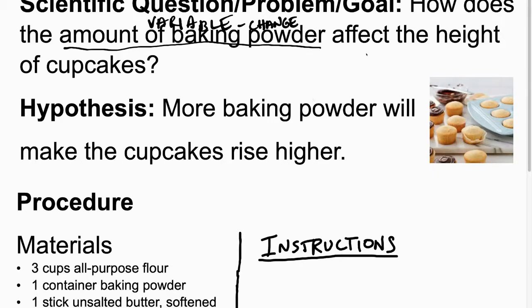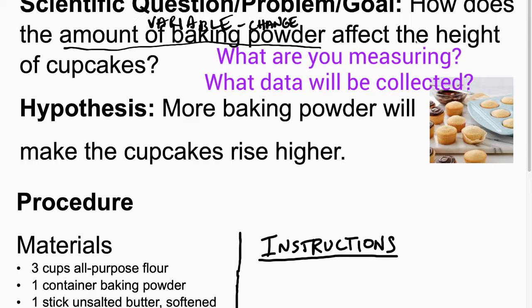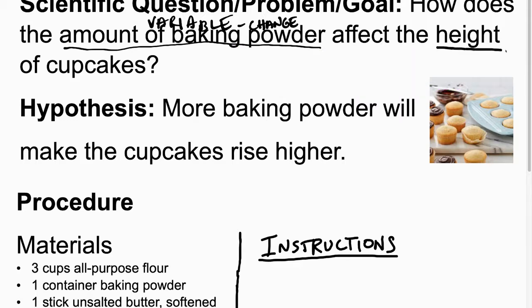The other thing you need to think about besides your variable is what you are measuring. What data are you going to collect based on your question? So here, I'm going to have to measure the height of the cupcakes somehow. I think I'll definitely be using some kind of ruler. And I'll need to measure the height before and after, because I want to see how much the cupcakes rise from the beginning to the end.